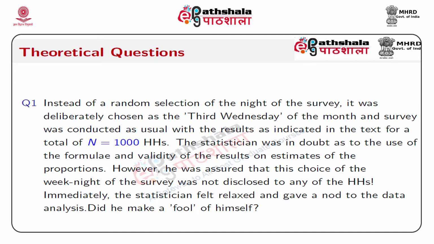The statistician understands the theory, he knows that it has to be a randomly chosen weeknight, but it was not randomly chosen. So, he was debating whether he should do it, etc. But the management is telling him it is okay, because people do not know that this third Wednesday of the month has been deliberately chosen. People have not been told, they do not know. This is the day that we have chosen, we told them it is a random choice. So, how does it matter to you?